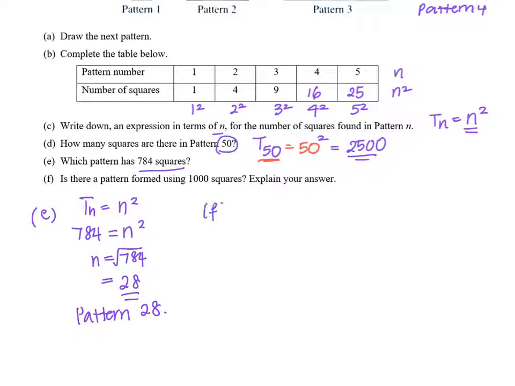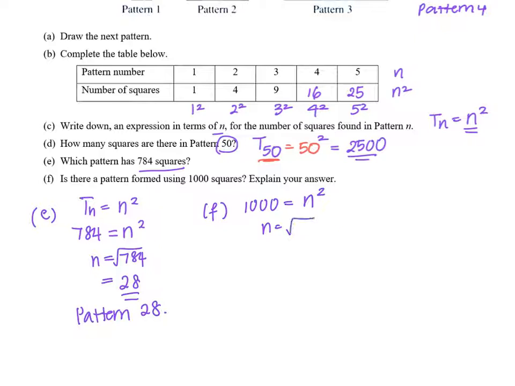Part F. Is there a pattern that can be formed using 1,000 squares? Let us say the number of squares is 1,000, and that equals n squared. Let me see if I can find a pattern n that has 1,000 squares. If I can get the value of n, then there is such a pattern. If I cannot get the value of n, then there isn't such a pattern. So how do I find n in this case? How do I get rid of the square? Well, we take the square root.